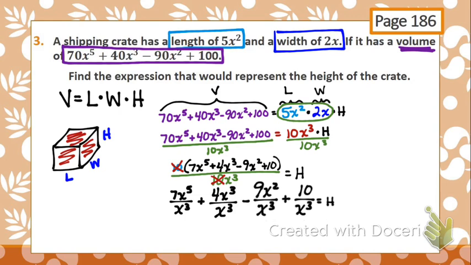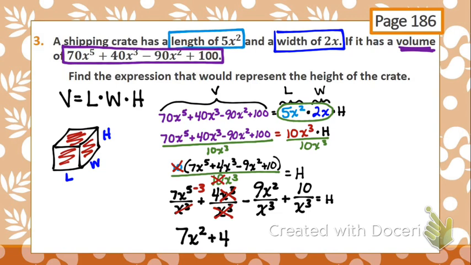Tell me how each one of these fractions is going to reduce or whether they don't reduce. Does the first one reduce? Yes. What am I going to get? 7x squared. We're going to minus the 3 from there. So I get 7x squared. Does the next fraction reduce? What happens? We just get 4.